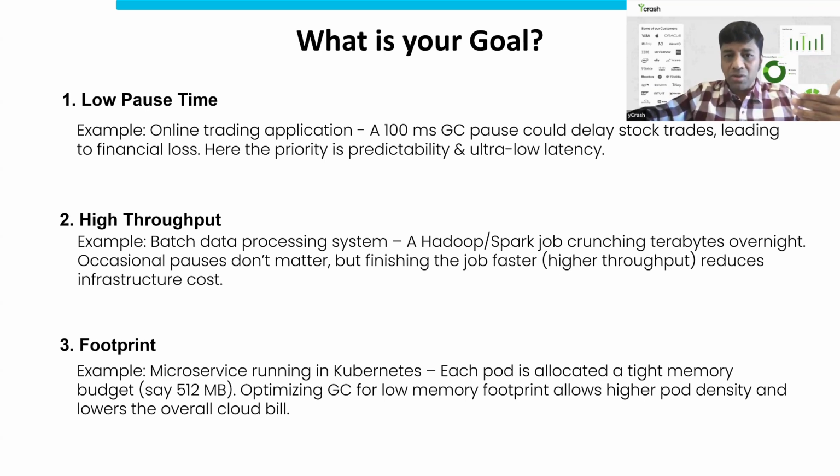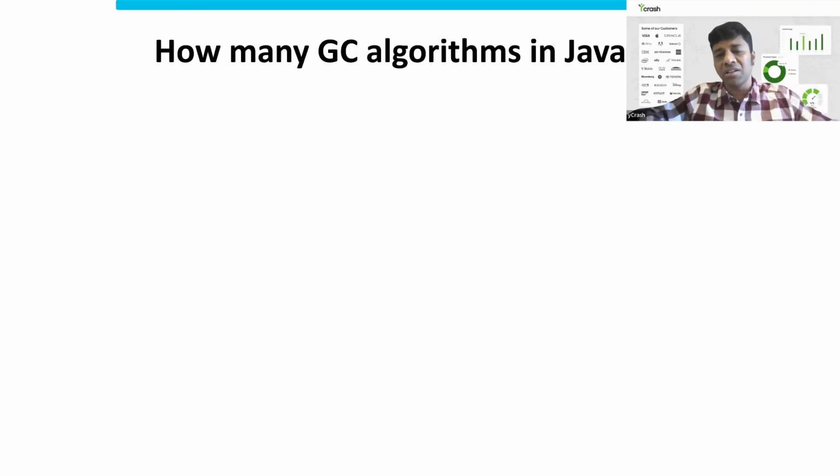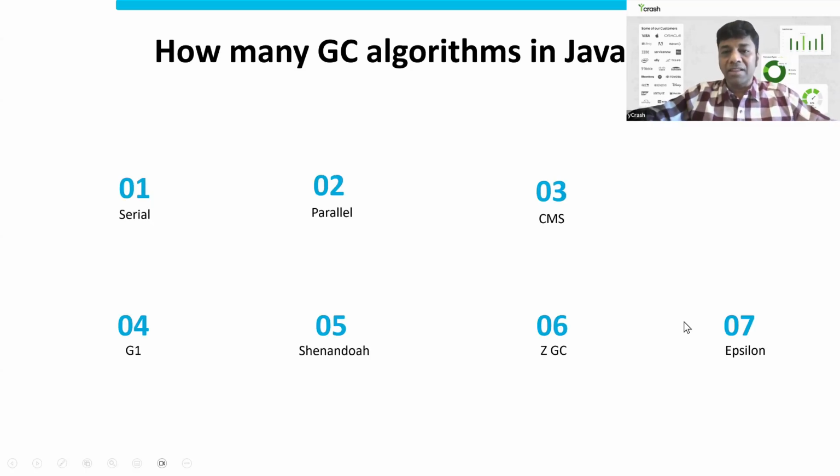Okay. So now let's see what GC algorithms are available starting in Java 11. How many GC algorithms are there in Java 11? Right? Let's look into that. So friends, there are 7 GC algorithms in Java starting from Java 11. What are they? Serial, parallel, CMS, G1, Shenandoah, ZGC, and Epsilon. There are 7 GC algorithms.